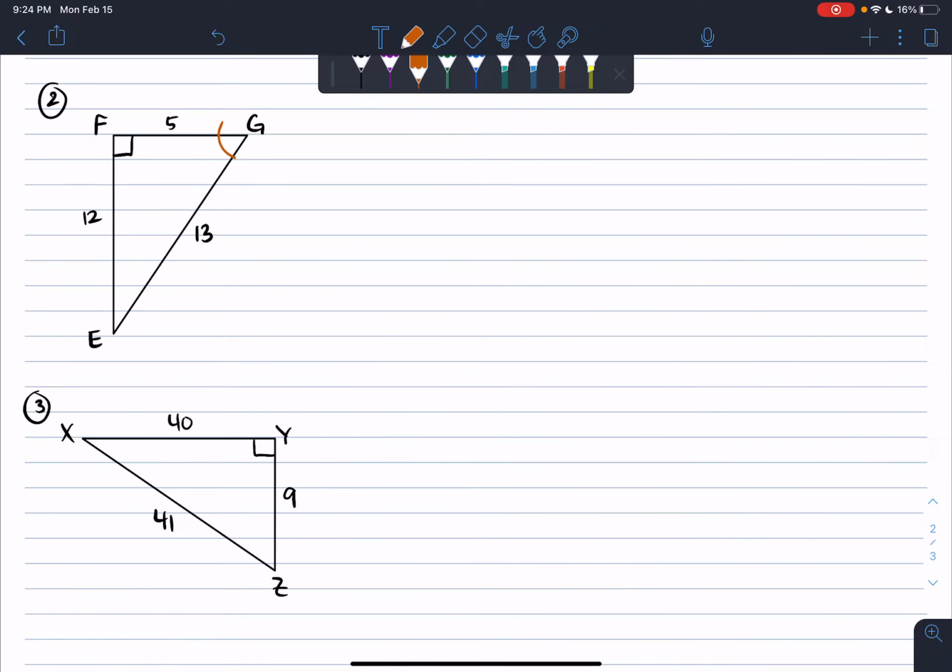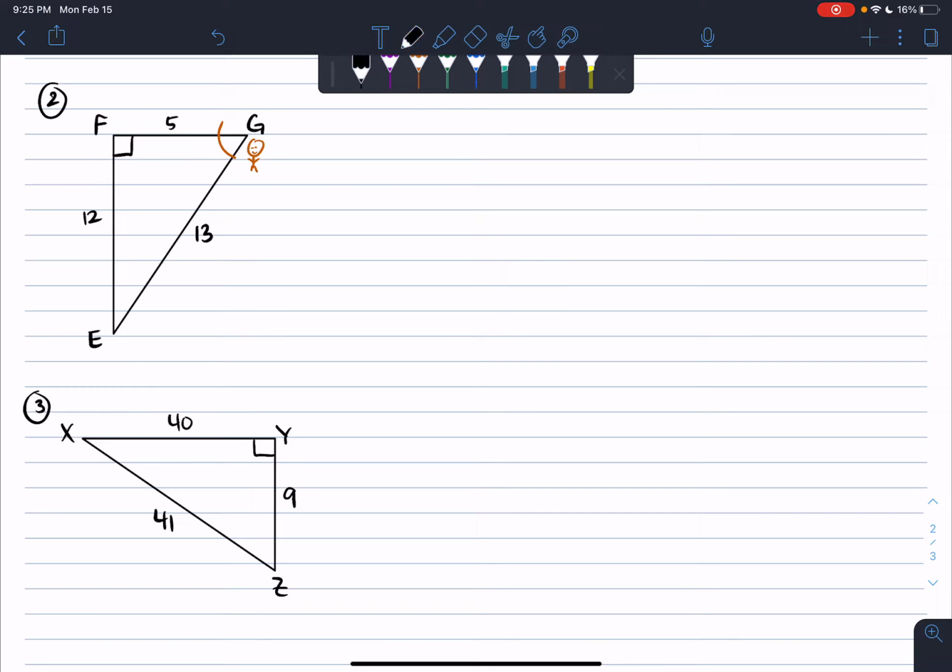All right, for number 2, let's find all 6 trig ratios for angle G. So I drew a little marker there. I also can draw my little buddy. He makes me happy. All right, so again, we always want to start off with sine, cosine, and tangent. That's just what we've grown used to for a lot of us.